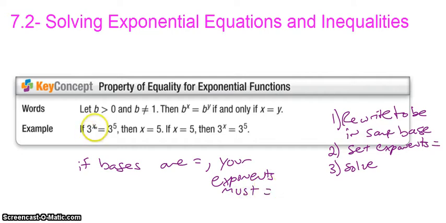Like we see, if 3 to the x equals 3 to the 5, then x has to equal 5. And if x equals 5, then 3 to the x equals 3 to the 5. So really it's just saying that if your exponents are the same and your bases are the same, you're golden.